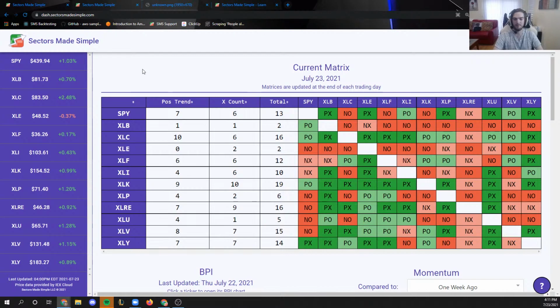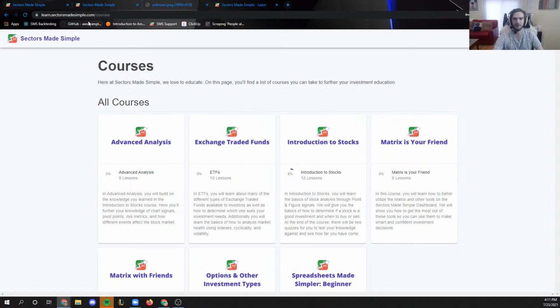But before we even get to beginner, there's a step before that, which is I know nothing about the matrix. I don't know what these P's and X's are. I don't know how we're getting all of this. Where do I start? My recommendation for where you start is you go to learn.sectorsmadesimple.com. Oops, that is not the right link.